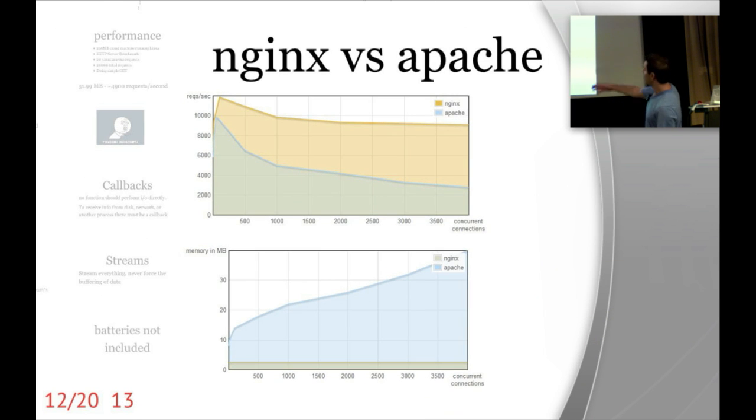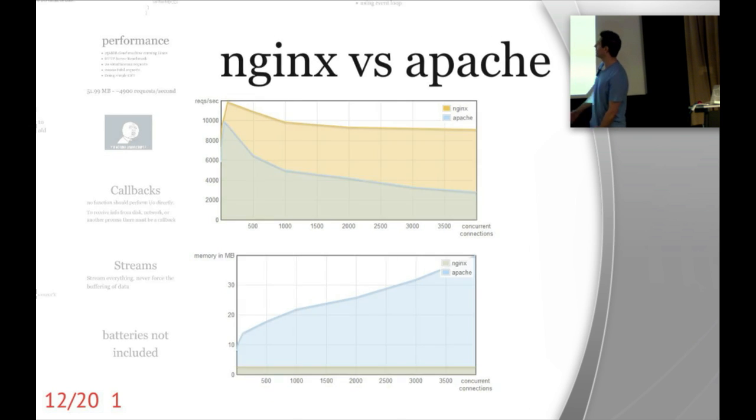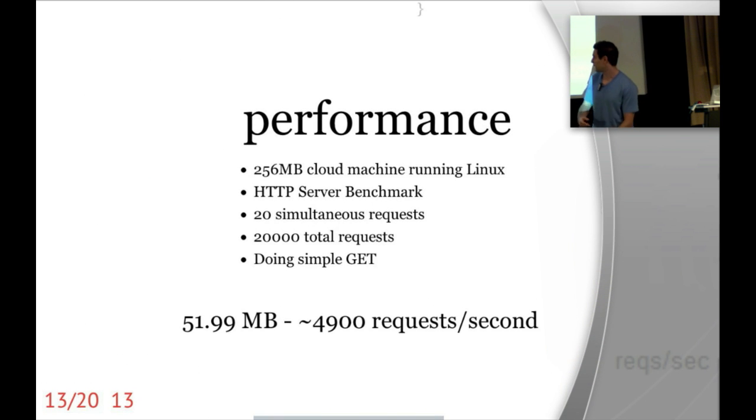Scary, but don't worry. Nginx worked with an event loop, and Apache used to work without it. It used to spawn another thread per request. That's why the memory of Nginx is way tinier than the other one. Same with requests per second. That's just a benchmark for Hello World. It's pretty impressive: about 50 meg and 5,000 requests per second.